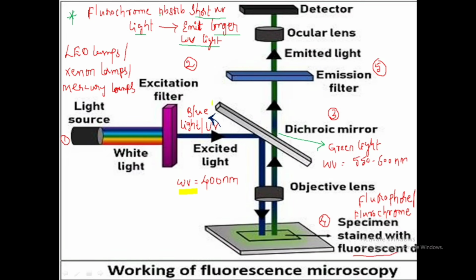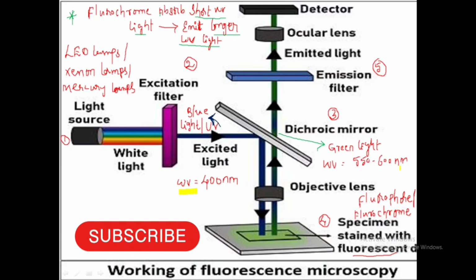Okay, so that's why this dichroic mirror is very special, because it reflects the high intensity light and allows low intensity light to pass. The high intensity light is blue light and the low intensity light is green light. The high intensity light wavelength is 400 nanometers and the low intensity light wavelength is 550 to 600 nanometers.